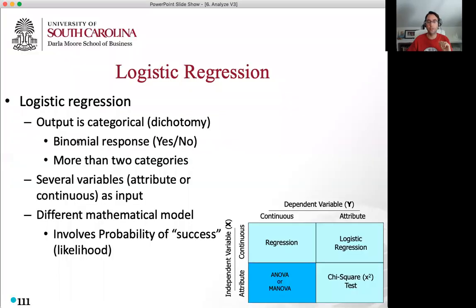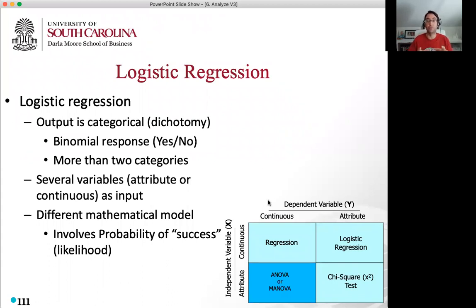Okay, so we went through regression. Now we're going to go into logistic regression. Logistic regression is another kind of regression. And here it is, our PowerPoint. When do we use logistic regression?